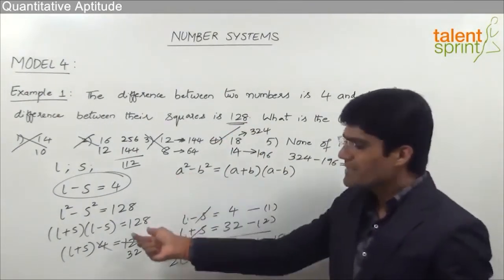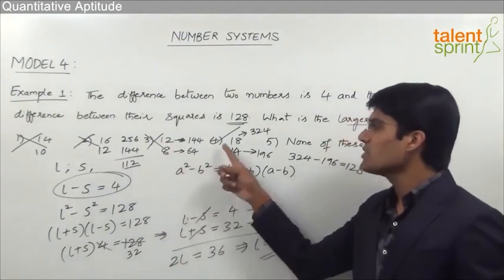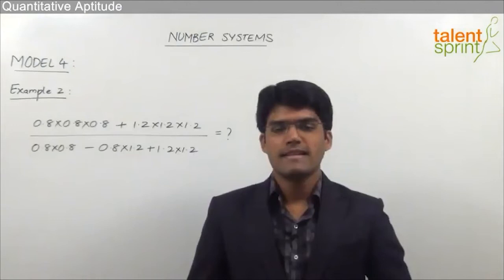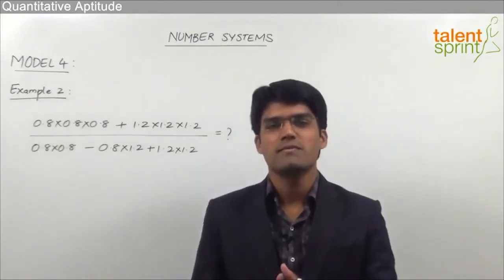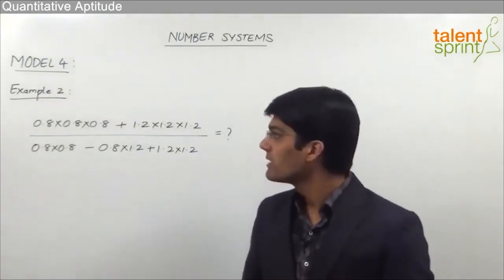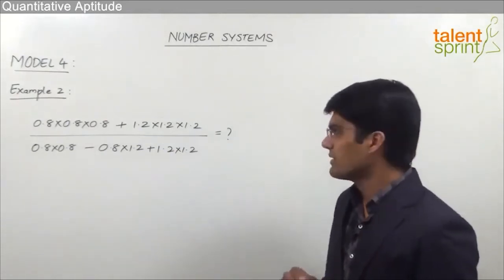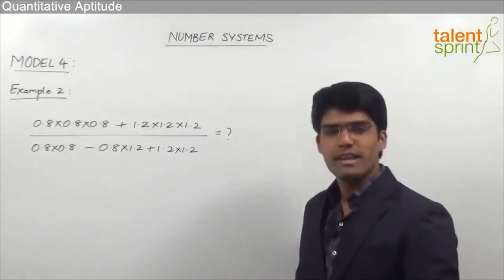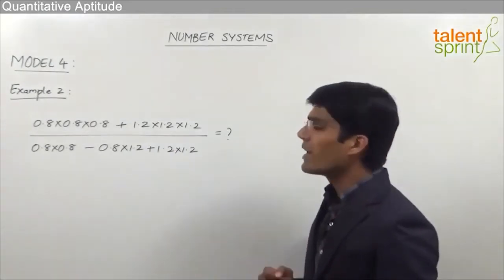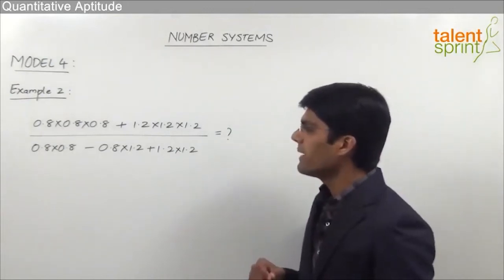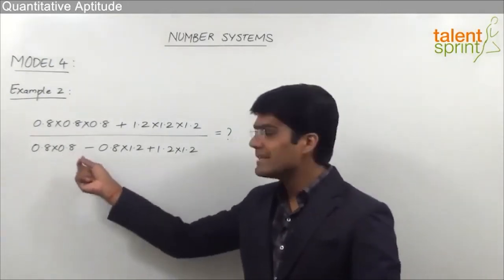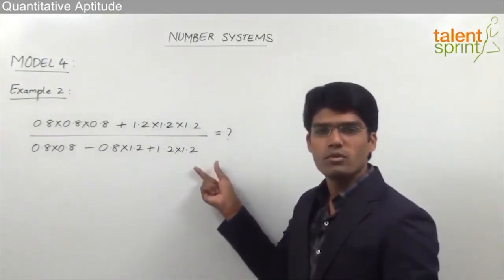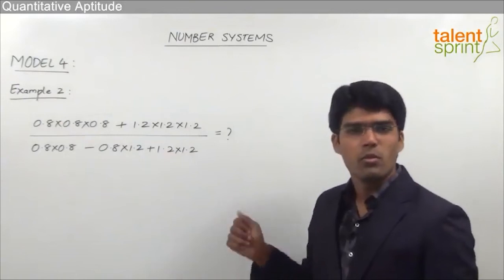So either you can go by this step-by-step procedure or simply check which of the given options are correct by following the given conditions. Let us now take the second example based on the various formulae from algebra that we have learned. Now this is like a simplification question which is 0.8 into 0.8 into 0.8 plus 1.2 into 1.2 into 1.2 divided by 0.8 into 0.8 minus 0.8 into 1.2 plus 1.2 into 1.2. So we need to simplify this and find out what the answer is.